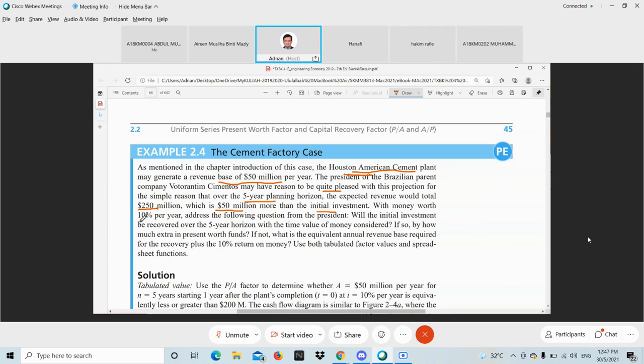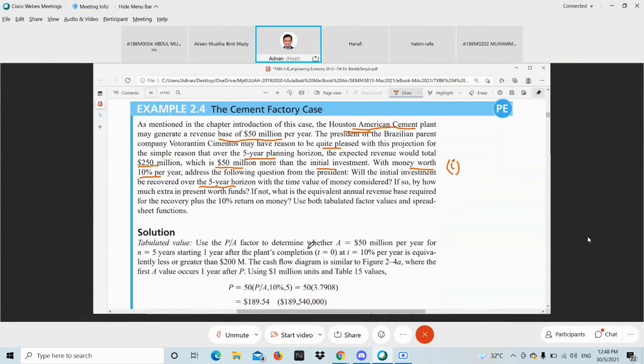With a money worth of 10% per year, okay, money worth ni maknanya the I value lah. Okay, the I value, which is the interest. The money worth 10% per year. Address the following question from the president. Presiden nak tahu, will the initial investment be recovered over 5 years? Dia kata balik modal tak kalau kita dalam masa 5 tahun. Okay. And with the time value of money considered.